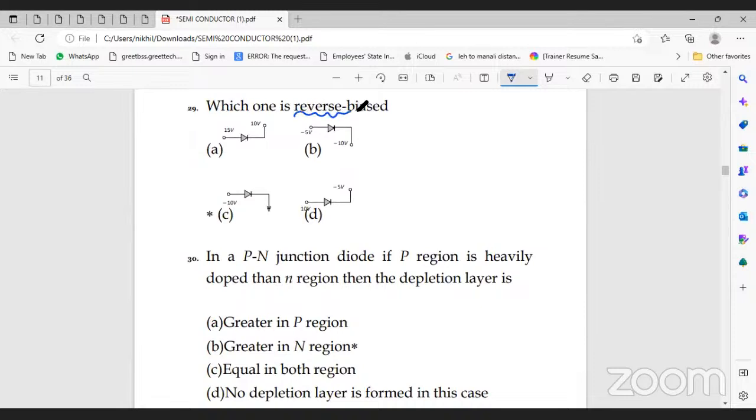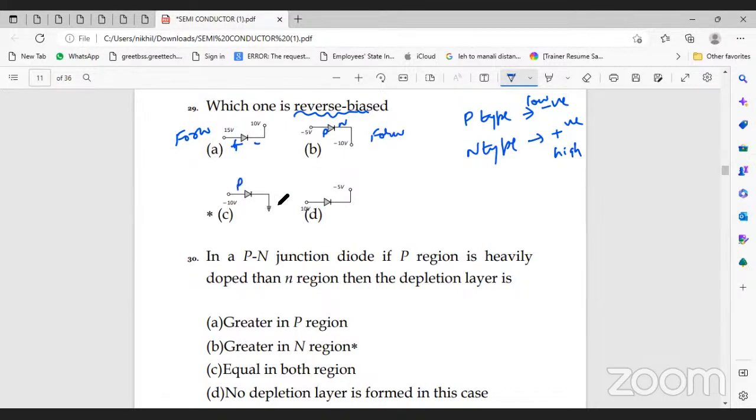Which one is reverse biased? You know that in the case of reverse bias, p-type should be connected to the negative terminal and N-type should be connected to the positive terminal. Negative means low, positive means high. So this positive is connected to plus 15, negative is connected to 10, so it is forward. P is connected to minus 5, N is connected to minus 10, minus 5 is much greater than minus 10, so this is also forward bias.